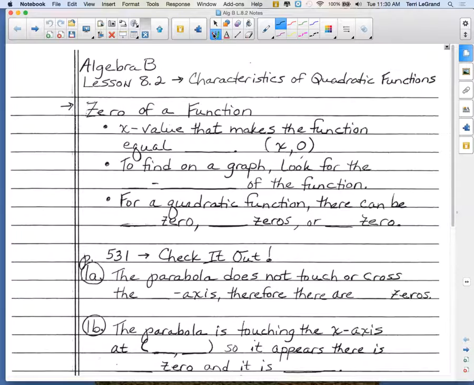It won't be in your reading here. This is review, what we already know. What's one thing for you? If it has a minimum, it opens up. And if it has a maximum, it opens down. Okay. If it has a minimum, you can count on that the parabola will be opening up. If it has a maximum, you can count on that the parabola will be opening down.